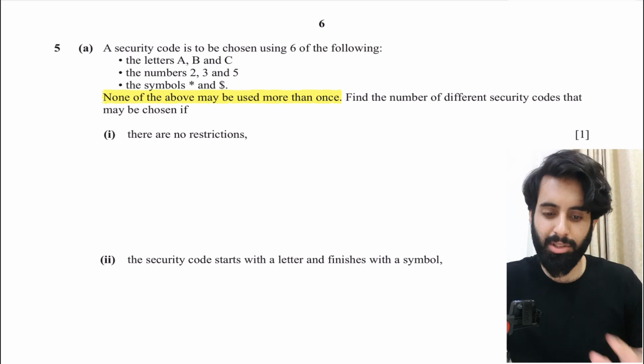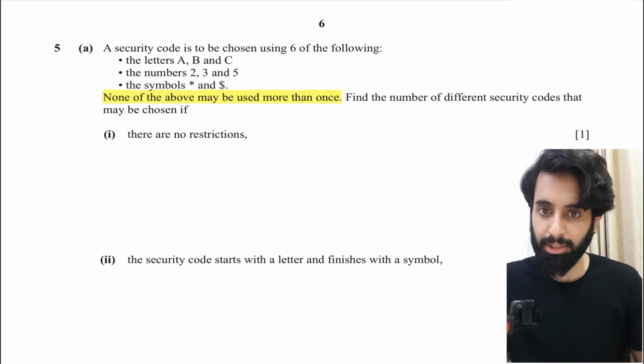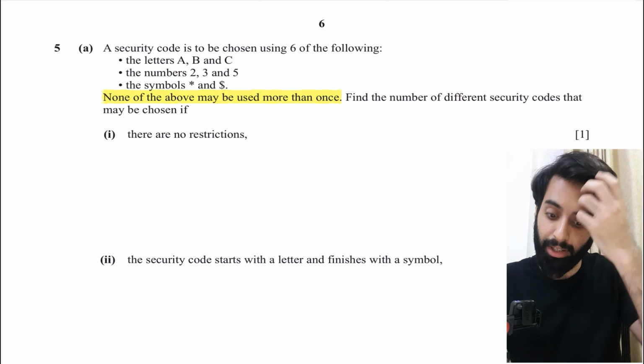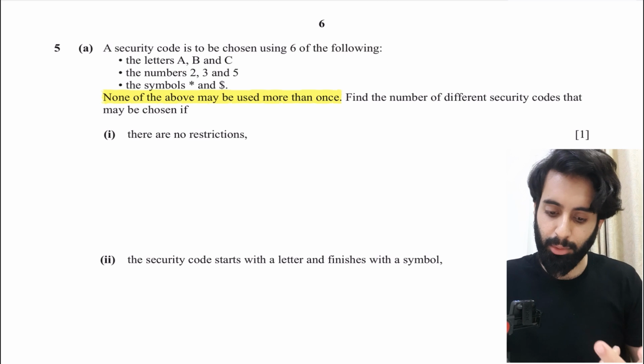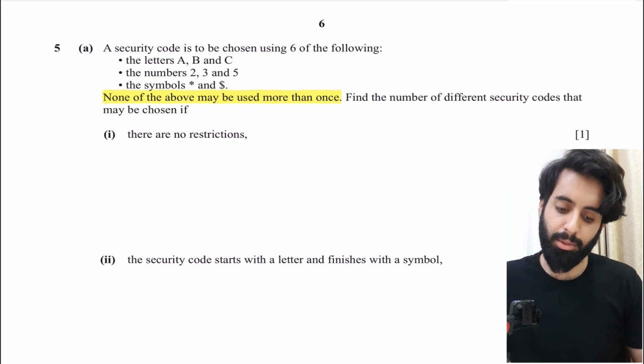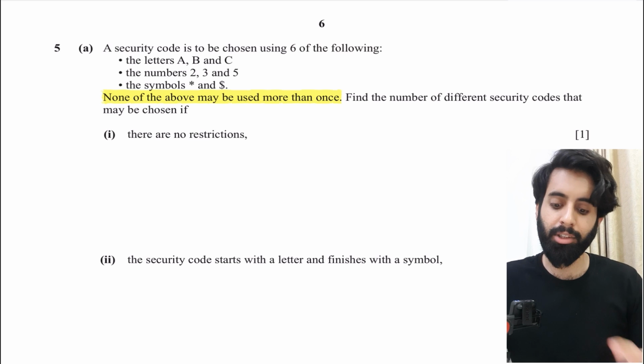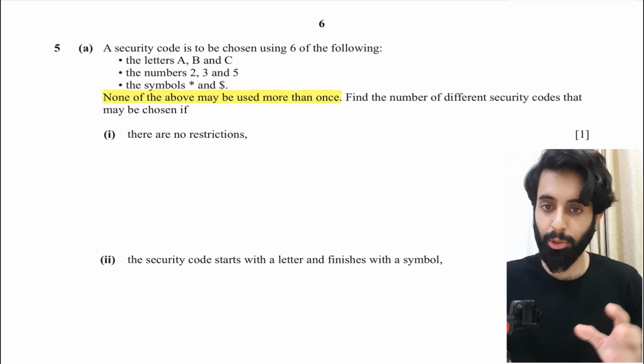When there are no restrictions, it's the easiest thing to do. So let's see what is the total quantity of elements that we have to choose from. We have 3 letters A, B, and C, and 3 numbers, 2, 3, 5. So 3 and 3 is 6, and we have 2 symbols. That means altogether we have 8 to choose from, and the security code that we're going to make is going to use 6 of the following.